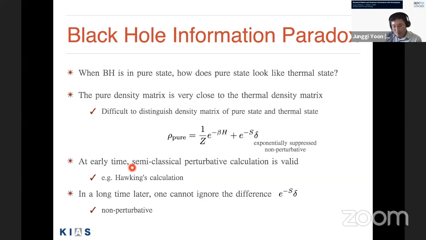So at early times, you can ignore this small exponentially suppressed term, and you can perform the semi-classical perturbative calculation, and it just gives the thermal result, like the Hawking calculation. However, after a long time, one cannot ignore this small term anymore, because at very long times this non-perturbative effect would play a role. So in this case, one needs to distinguish the pure state and the thermal state.